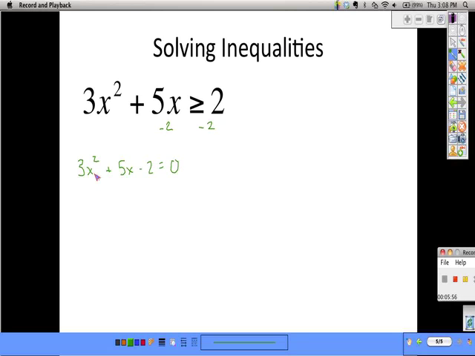However you go about solving this quadratic is fine, but this is factorable. 3x minus 1 and x plus 2. So x is equal to 1/3 or -2. So I'm going to come over and I'm going to make myself a small sign diagram.